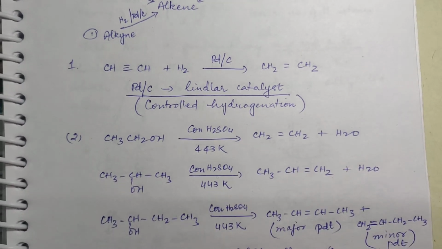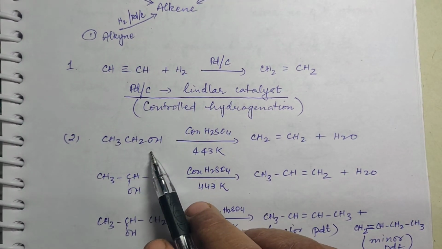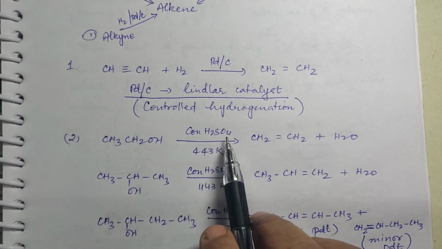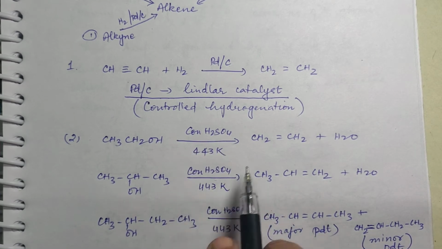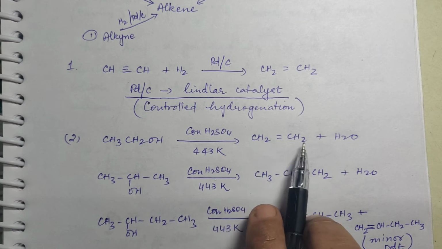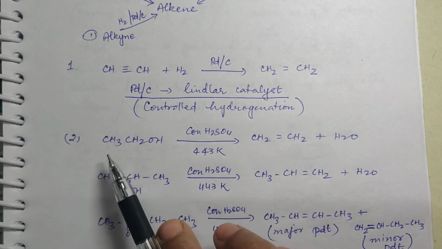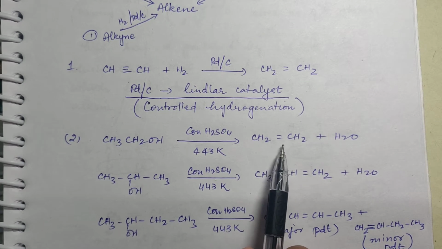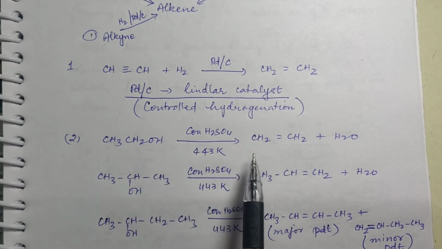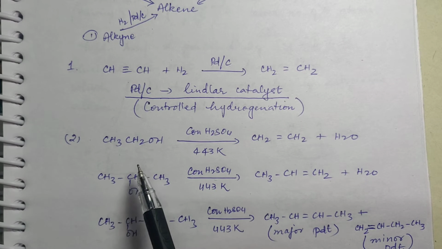Then apart from that, you take any alcohol and treat it with concentrated sulfuric acid at a temperature of 443 Kelvin. You will get the corresponding alkene. That is, whichever alcohol you started with, the same number of carbon atoms will be there in the alkene that is formed. Now this you have studied in 10th class. This you know it very well, is it not?